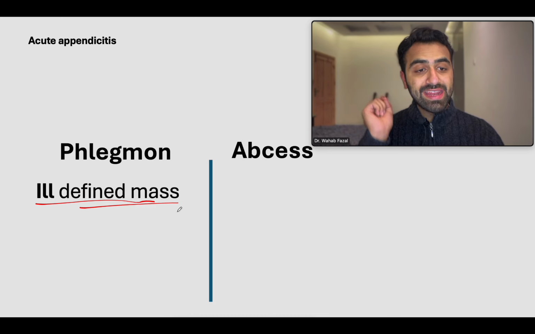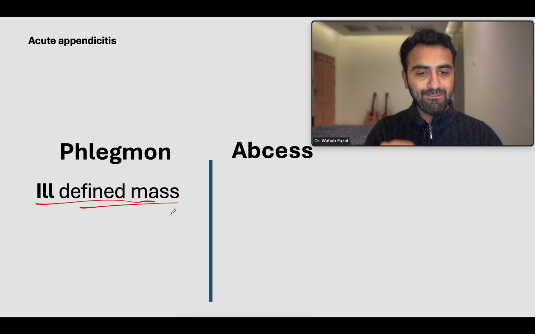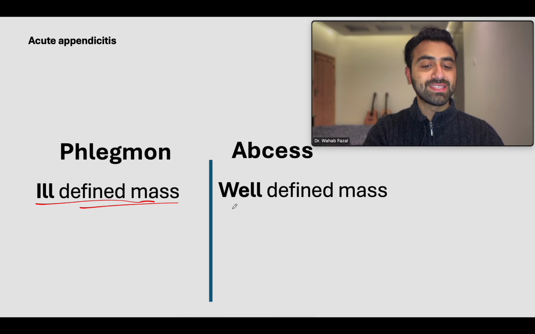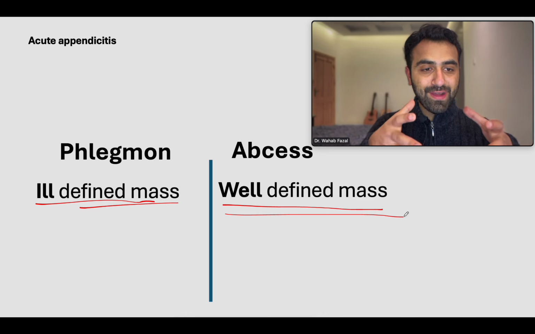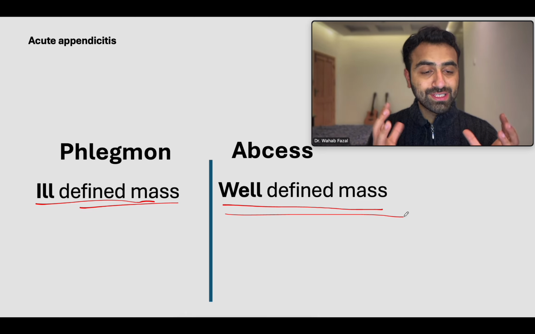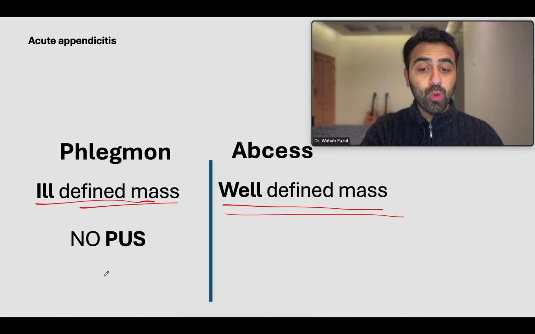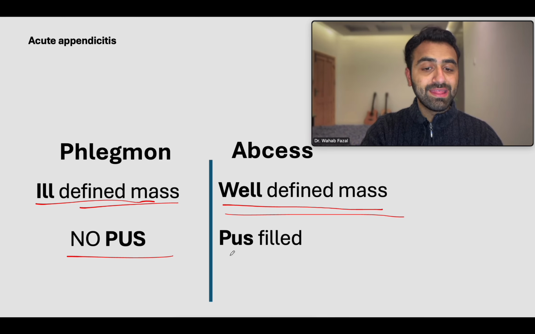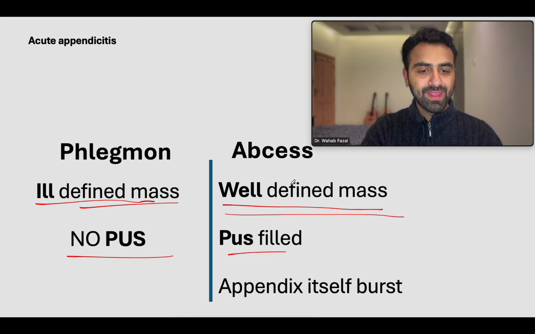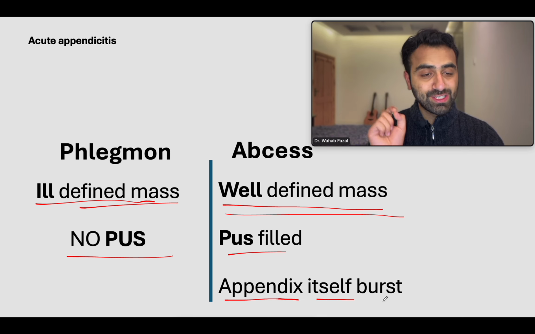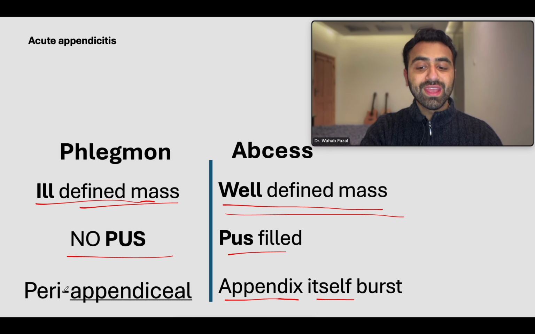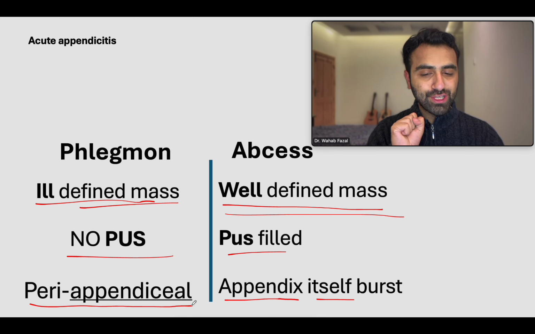It's basically just an ill-defined mass of diffuse inflammation, as opposed to an abscess, which is a well-defined mass that is usually surrounded by some sort of a wall that causes it to be so well-defined. And there's no pus in a phlegmon, and the abscess is usually pus-filled. How does an abscess usually happen? It's usually due to perforation of the appendix itself. So it's usually intra-appendiceal, so you get this well-defined mass. And what is phlegmon? It's usually peri-appendiceal soft tissue inflammation.